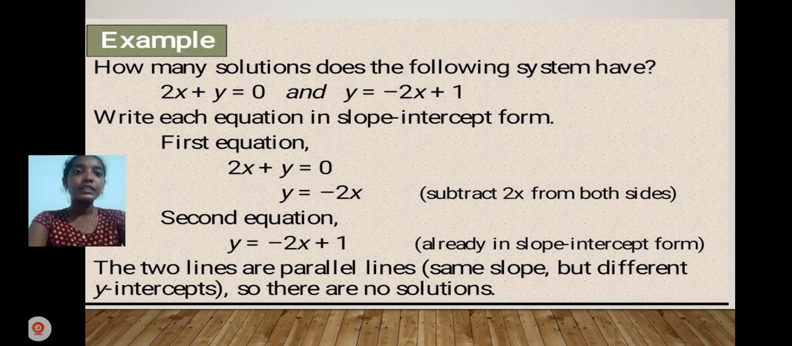Another example: how many solutions does the following system have? 2x plus y is equal to 0 and y is equal to minus 2x plus 1. Write each equation in slope-intercept form. The first equation is 2x plus y is equal to 0. Subtract 2x from both sides. We will get y is equal to minus 2x. And the second equation is y is equal to minus 2x plus 1. It is already in slope-intercept form. The two lines are parallel, with the same slope but different y-intercepts, so there are no solutions.